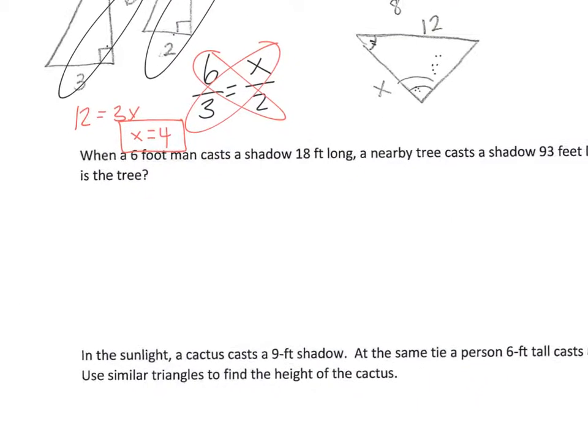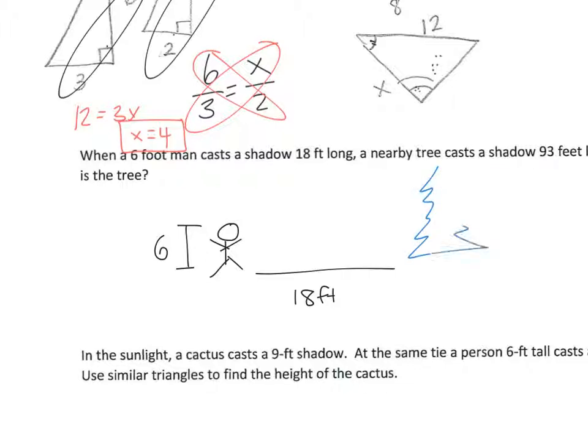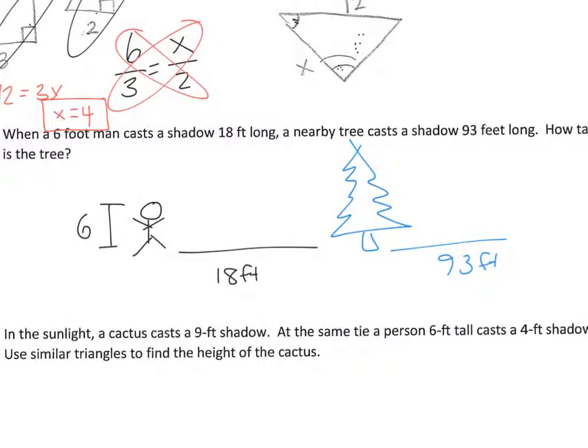And then down here, a 6-foot man, so this guy's 6 foot, cast a shadow that's 18 feet long. A nearby tree, so a tree, cast a shadow that's 93 feet long. Since the sun's coming to the earth at the same angle, these are similar triangles. So this angle is going to match up with this angle. So these are similar triangles. We're trying to figure out how tall the tree is.